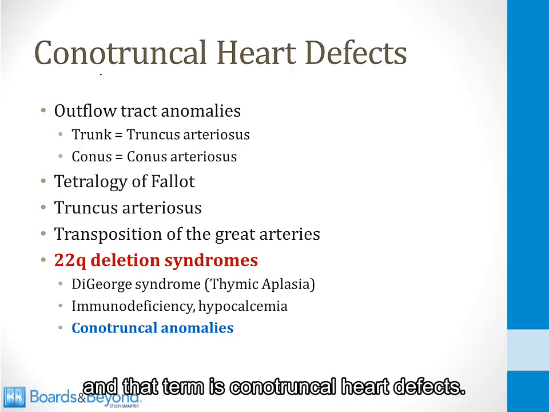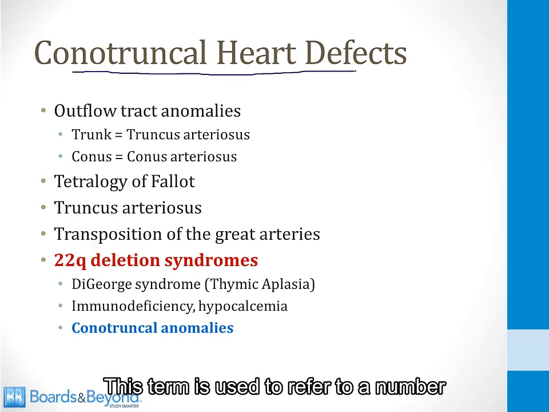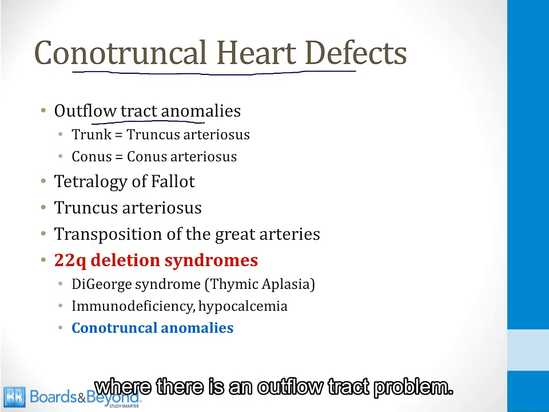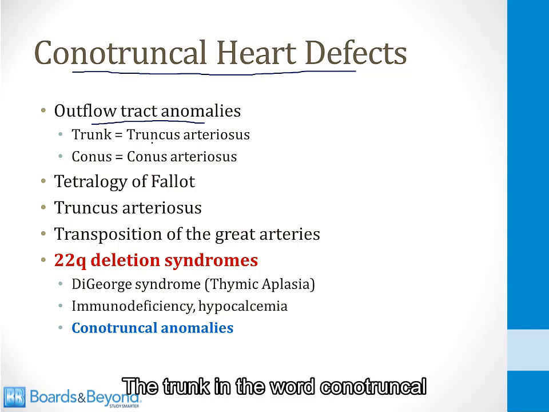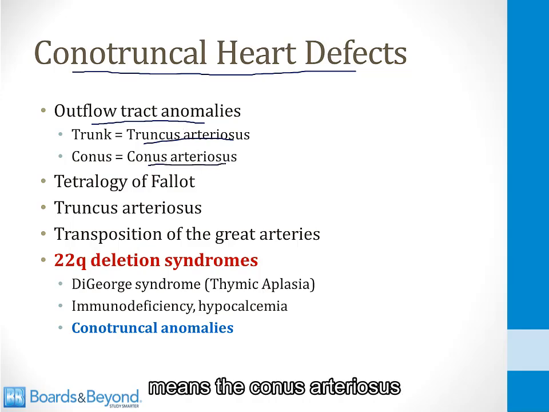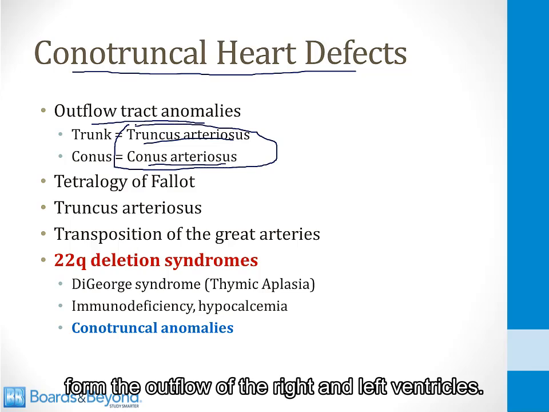I'll finish with this slide and mention a term that you may read about in your textbooks and board review books, and that term is conotruncal heart defects. This term is used to refer to a number of congenital heart disorders where there is an outflow tract problem. The trunk in the word conotruncal means the truncus arteriosus, and the cone in the word conotruncal means the conus arteriosus, and these two structures form the outflow of the right and left ventricles.